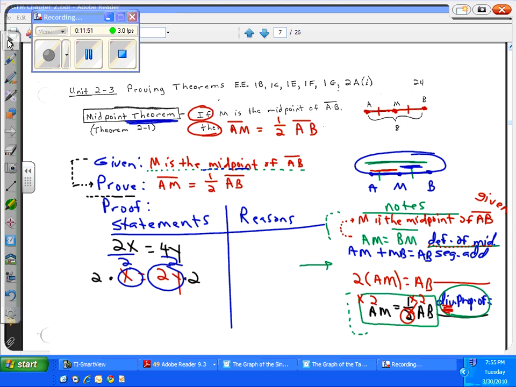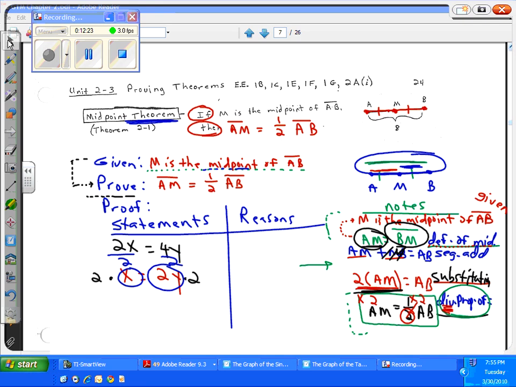But I don't really want it to say AM plus MB. I would rather have 2 AMs. That means that I need to get rid of that MB. Well, the only way to do it is to substitute. This statement we already have says AM is equal to MB. So I can replace that MB with this AM and have 2 AMs by substitution.